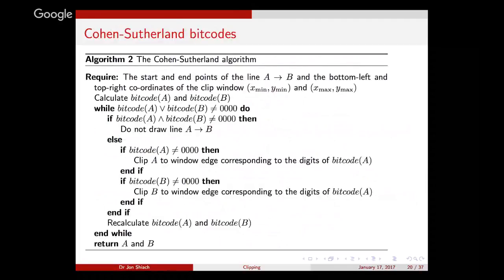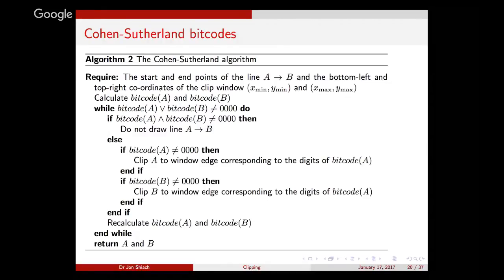Okay, now this looks really, really scary. Don't worry, we're going to go through an example. This is the algorithm of Cohen-Sutherland. What we do is we require a line joining 2 points A to B. And we need a window which is defined by the bottom left and top right coordinates. So x min, y min is the coordinate to the bottom left. X max, y max is the coordinate to the top right. And we calculate the bit code of A and B, depending on where they are in relation to our clip window.